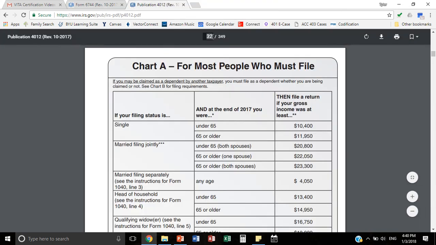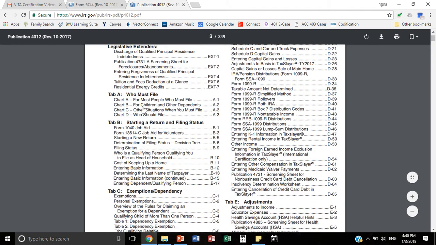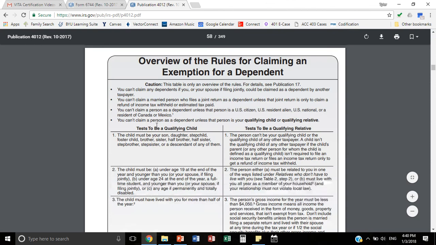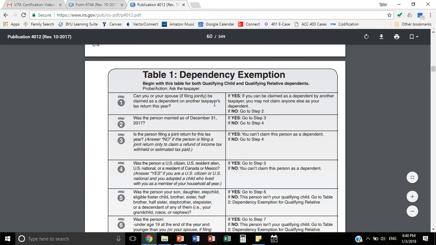So we're going to go back to the table of contents. You'll get really good at this. You just go to 3 and then push enter. Coming back down, we're going to go to the tab here that says exemptions/dependency. We'll look through until you find something. Overview of the rules for claiming an exemption for a dependent. That sounds like what we're looking for. So we'll go here, and this will take you to this little table. It does work, I don't like it as much. There's another one that's just a couple of pages down that's a lot easier to follow through.